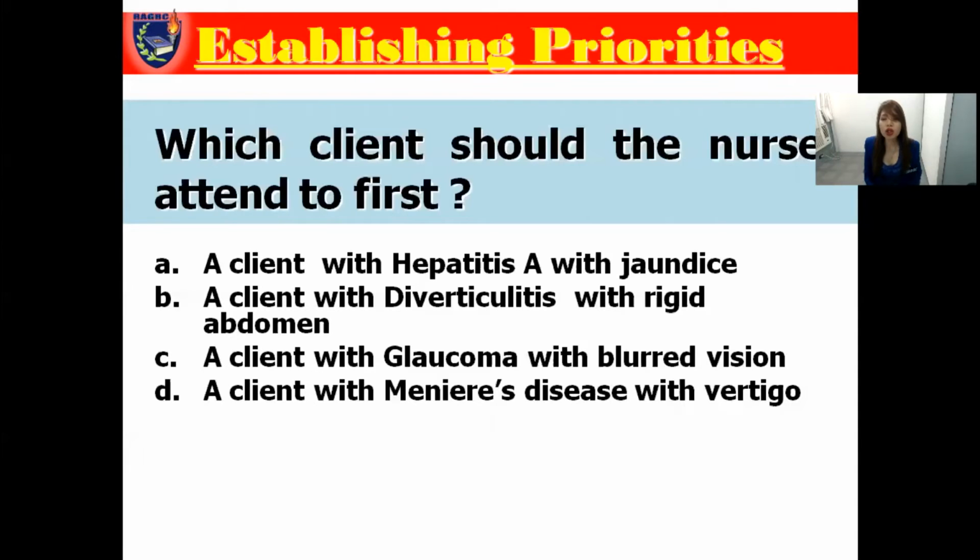So therefore, which client should the nurse attend to first? The answer would be letter B, a client with diverticulitis with rigid abdomen, because that is a manifestation of a complication. And the rest are all expected. So, if you want to do it easier, you have to use the power of elimination. Eliminate A, C, and D because all of these are expected. And this is an unexpected finding. Letter B, a client with diverticulitis with rigid abdomen.